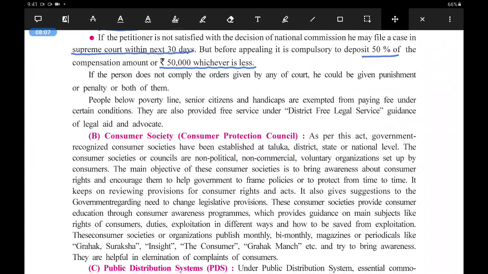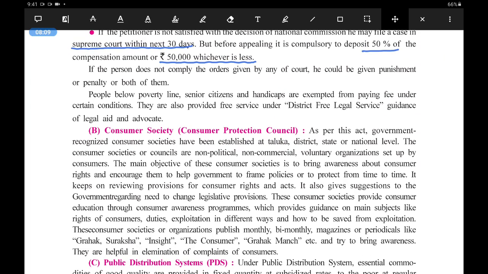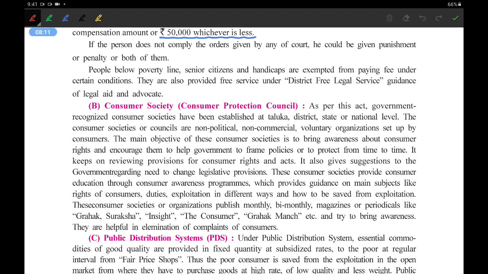If the person does not comply with the orders given by the court, he could be given punishment or penalty or both. People below the poverty line, senior citizens and handicapped people are exempted from paying the fees under certain conditions. They are also provided free service under the district free legal service guidelines and legal aid.